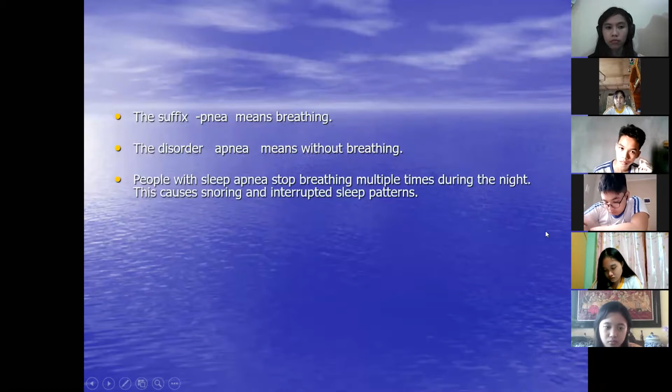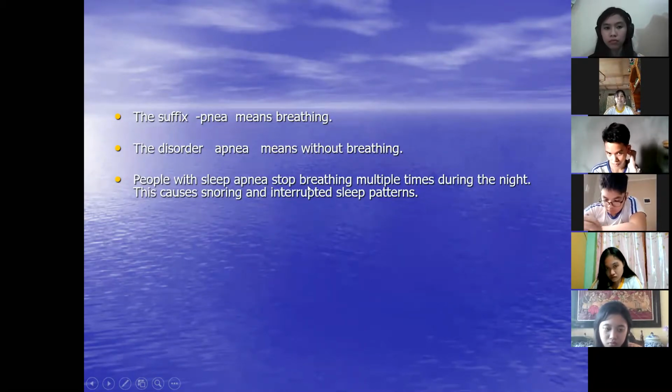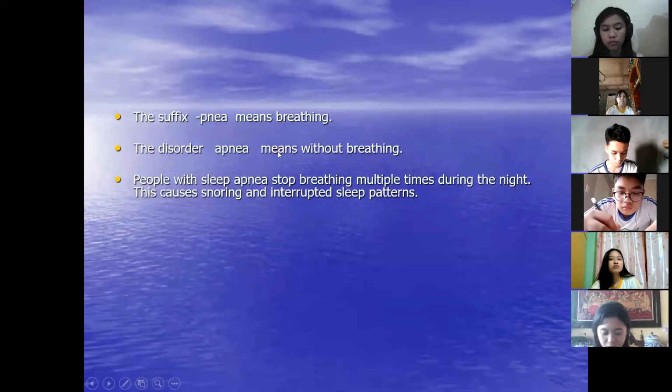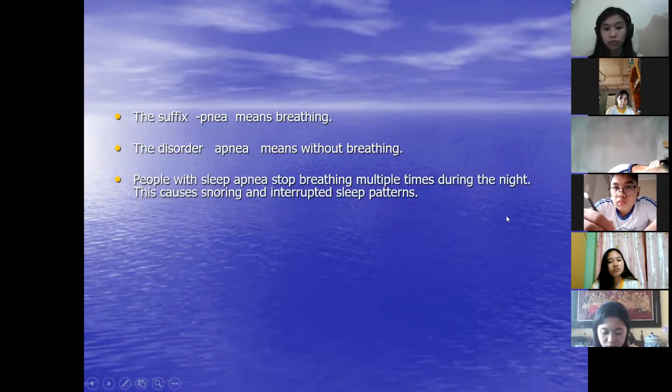Here's the one. The suffix -nia means breathing, okay? And the prefix a- means absence. Therefore, if you combine them, the disorder is called apnea. Apnea means without breathing or the absence of breathing. Please take note of this one. Absence of breathing is apnea.